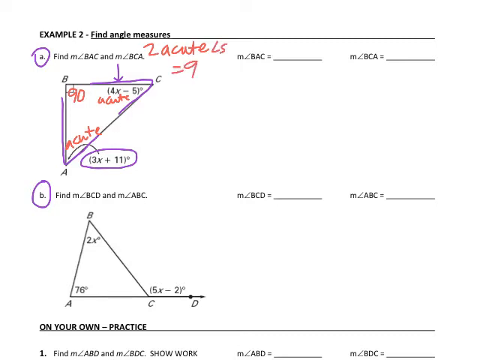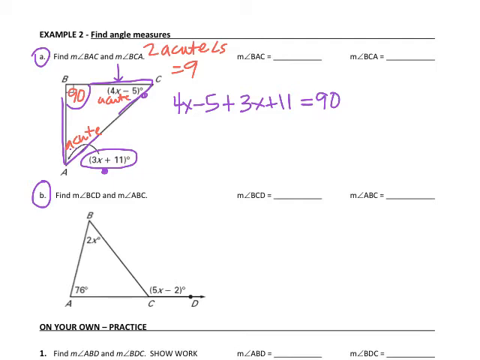equal 90. So now I can set up my problem because I know that this angle and this angle have to add up to 90. So let's go ahead and write it out. 4x minus 5, this angle here, plus the other angle, 3x plus 11. They have to equal 90 degrees because in a triangle, all 3 angles must equal 180. So if this one is 90, the other 2 angles have to add up to 90 as well.